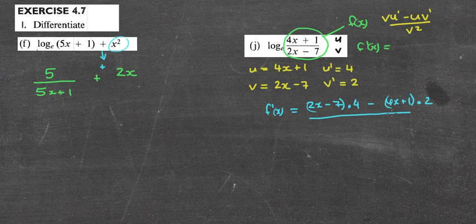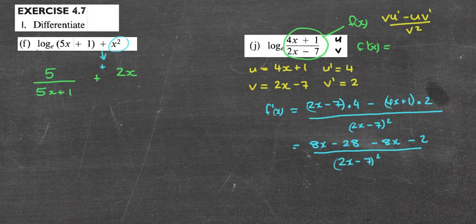I'm going to put it all over my v squared, which is 2x minus 7 all squared. Now let's start to simplify that a little bit more. 4 times 2x is 8x, minus 4 7s are 28. Now notice there's a negative here, so this is a minus 4x times 2 is minus 8x, a minus 1 times 2 is minus 2. Again, that's all over the 2x minus 7 all squared.